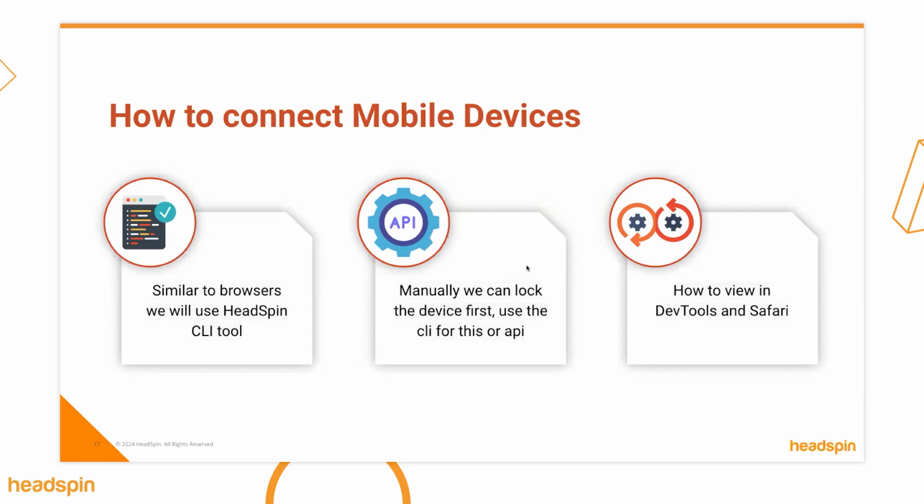And additionally, we can manually lock the device, get it to the state that we want, or we can use an API, or we can use the CLI tool to do the same sort of approach as we just did with the browser. And I just want to kind of walk through how to do the same thing with the mobile devices in both Chrome DevTools as well as Safari.